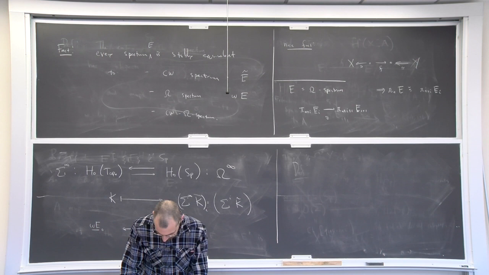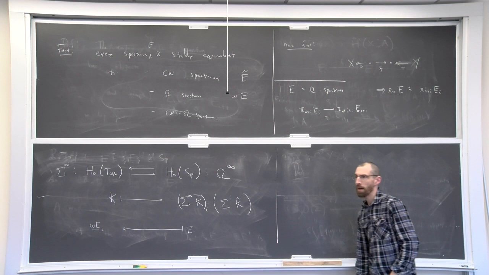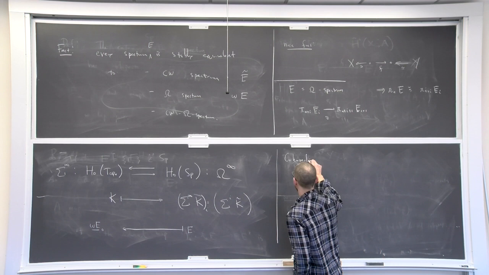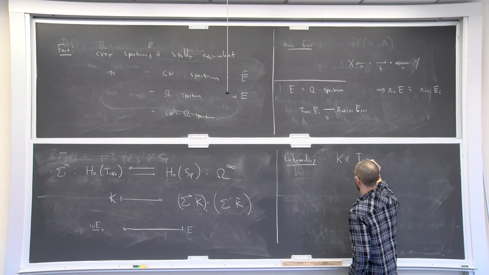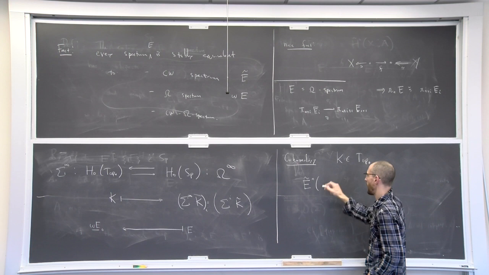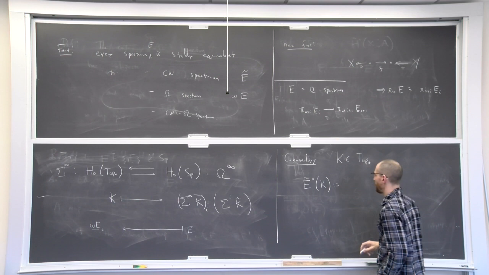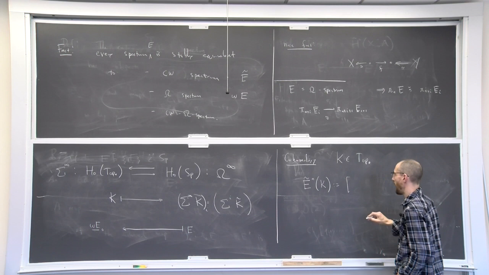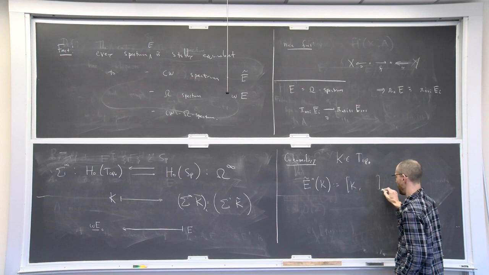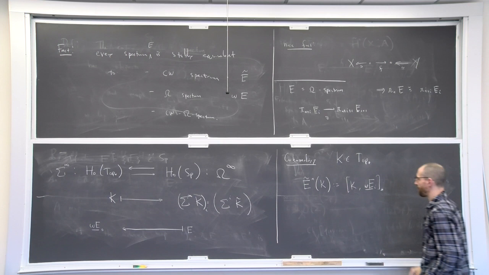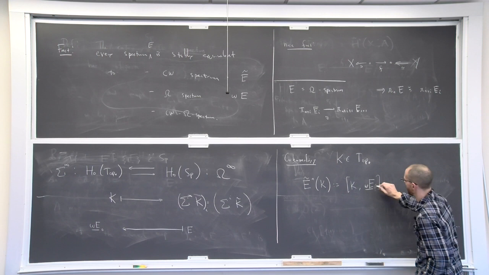Right, and that's my next point. So we already talked about cohomology. We already said that if K is a space, then I could define the E nth cohomology of K to simply be the homotopy classes of maps from K into the pointed homotopy classes of maps into the nth space of the omega spectrum.